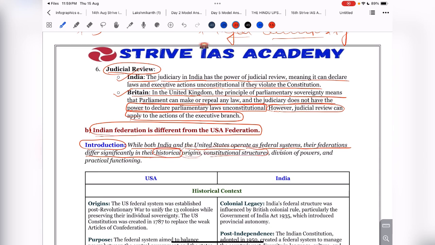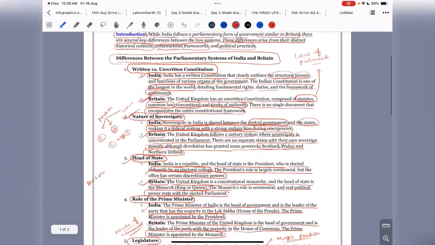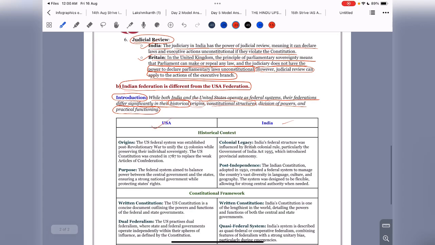Dear students, you can also write this part of the question in a box format. You can write here UK, then use point format. It is easier for the examiner to understand. It will also show that you have good knowledge. So you can use this box format just like in the second part of this question. You can use this format in the first part as well. That will create more impression and fetch good marks also.